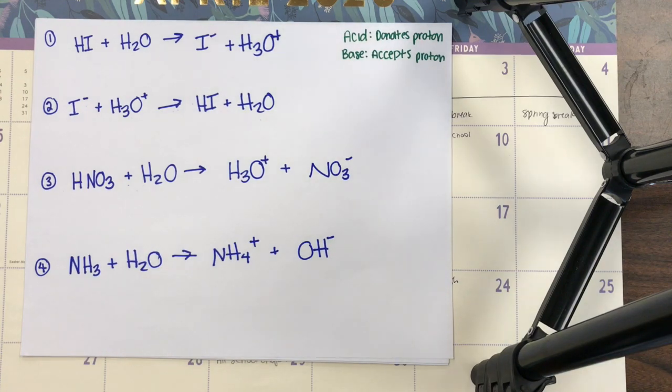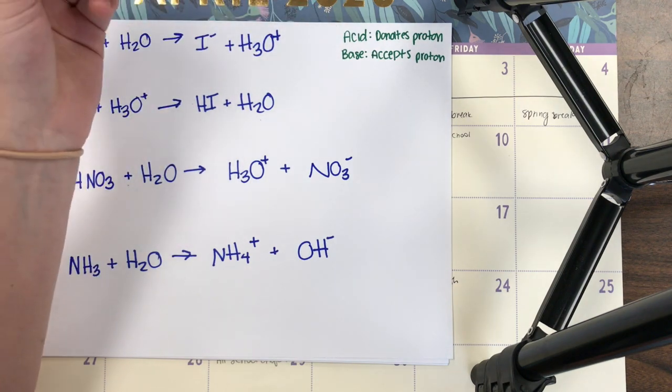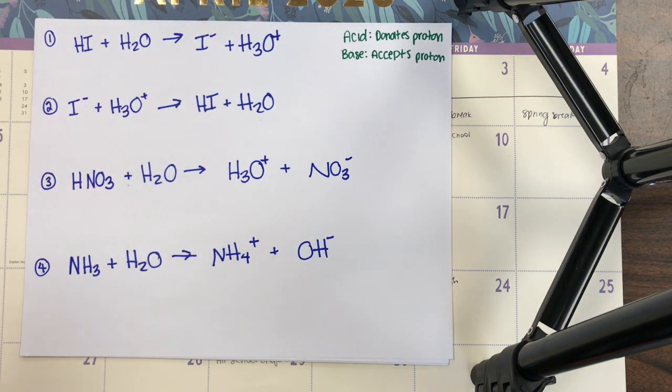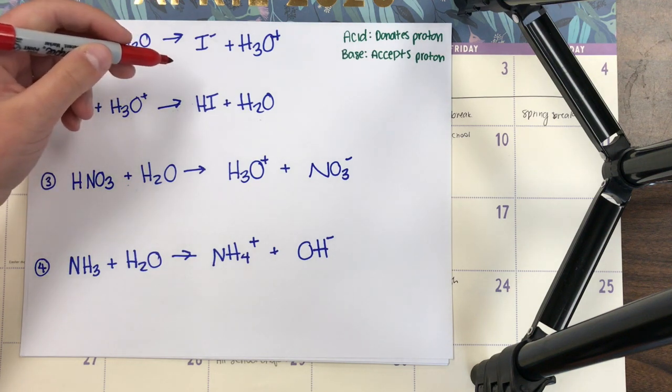In this video, we are going to practice finding Bronsted-Lowry acids and Bronsted-Lowry bases. So a Bronsted-Lowry acid donates protons and a Bronsted-Lowry base accepts protons. So what we have to look at is the products in respect to the reactants.